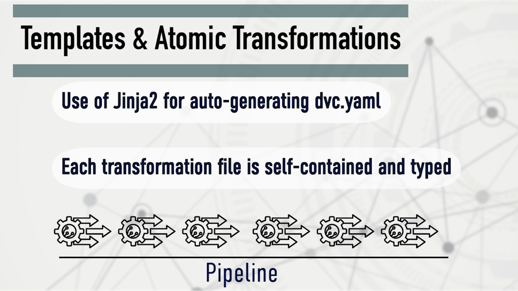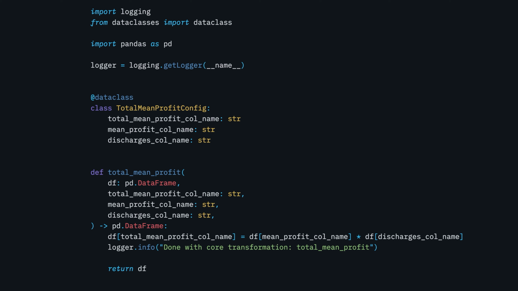So let's look at our transformations. Our transformations all follow the same structure. We wanted them to be self-contained and to be typed so that our Hydra config is a structured config. To do this, we made sure that each transformation accepts a data frame and either returns a data frame or none. Like this, we were able to harness our universal step function that can process any transformation.